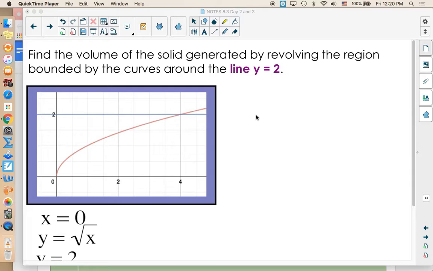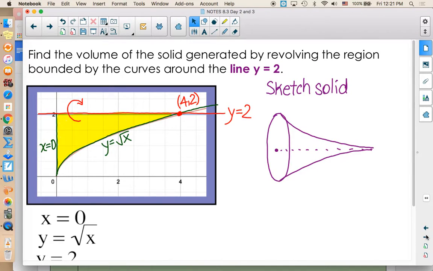So what I'm going to ask you to do first is pause the video and on yours, sketch the region, shade it in, add the labels for the equations of the boundary lines and the line that it's being revolved around, all of them, actual equations right near the curve. And then come back and see how you did. Okay, so you should have something like this.